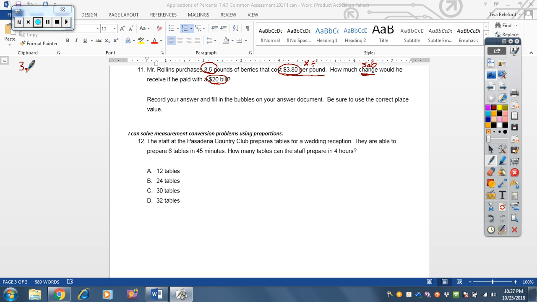So we have $3.80 times 3.5 pounds. Five times 0. 5 times 8 is 40. Carry the 4. 5 times 3 is 15. 16, 17, 18, 19. Cross off my carries, cross off my 5, and I have to put a 0 down here so I can move over to the 3. Now 3 times 0, 3 times 8 is 24. 3 times 3 is 9, 10, 11. If you forgot one of these zeros, it made your whole answer wrong, even though you did everything else right.